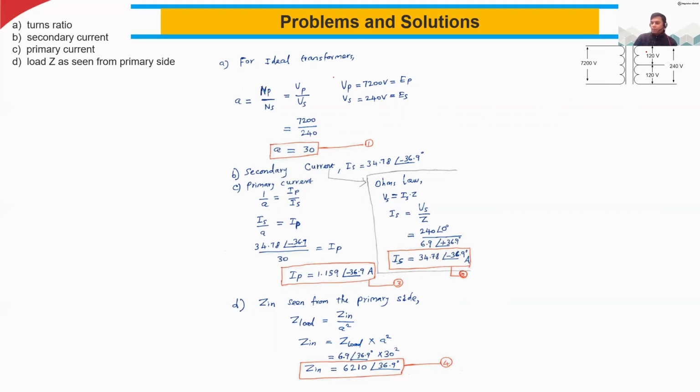Please remember the logic, this is important for you to understand. It's a center tapped transformer, but we are measuring the voltage between these 2 active lines. So it means we have to consider the voltage between these 2 lines as 240 volt, not 120. Okay, so now 7200 divided by 240 is very easy to find the turns ratio. The first parameter is over.